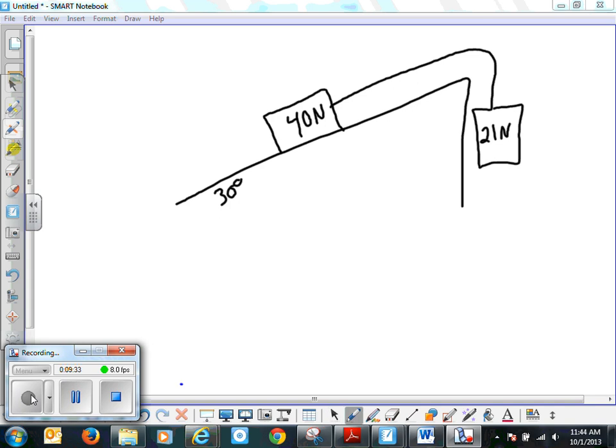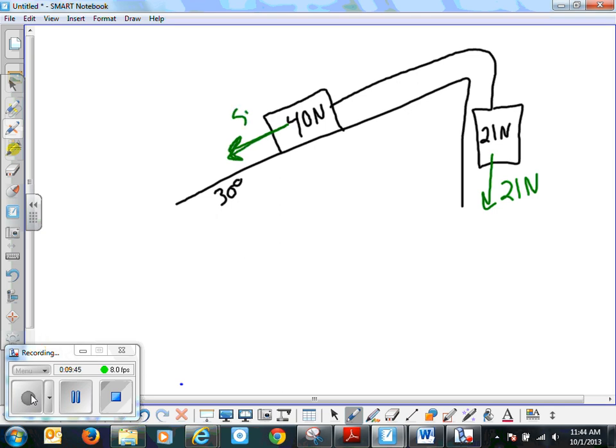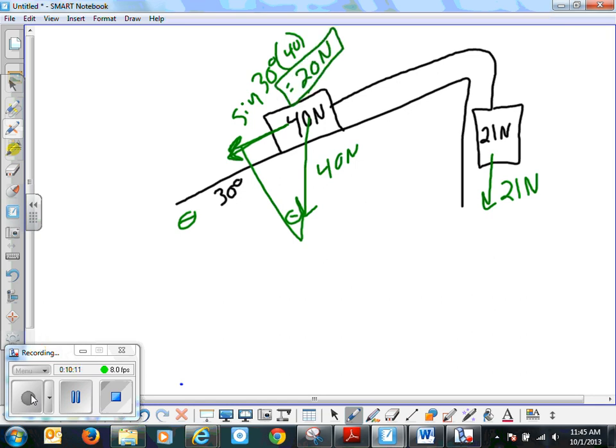So the pull on the rope in this way is 21 newtons. Okay. The pull on the rope in this way is what? Sine of 30 times 40, right? Because if we draw our little force of gravity triangle, this is 40 newtons. If we draw our triangle the right way, theta is equal to theta. So the sine of 30 times 40. Any questions about that? Okay, so we know that it's going to be 20 newtons, right? So which way is this thing going to move? Okay, it's going to move this way.